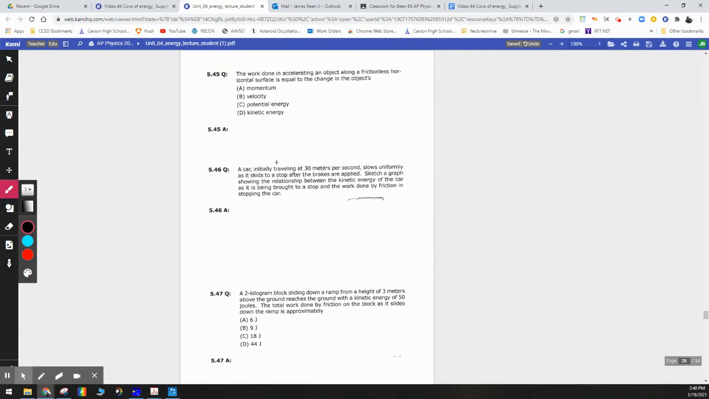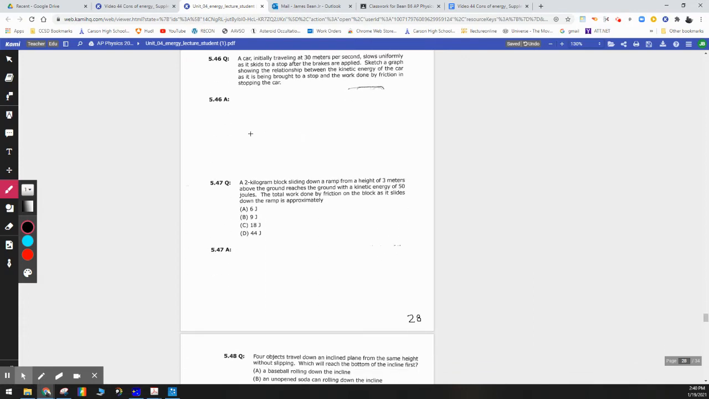All right. 5.53. The work done in accelerating an object along a frictionless horizontal surface is equal to the change in the object's what? Okay. Hit pause, let you answer that.